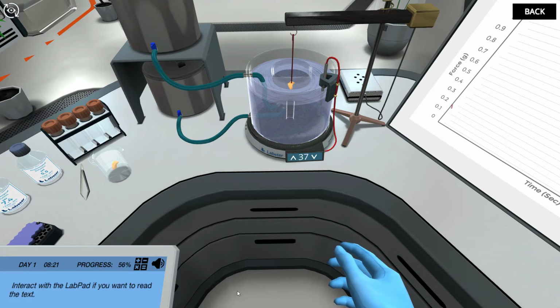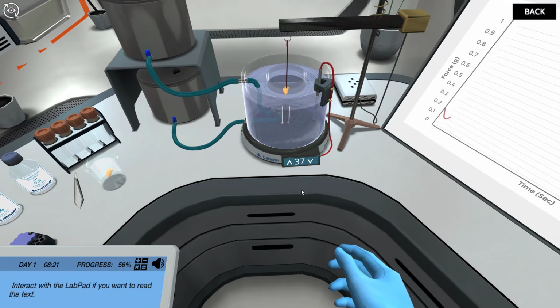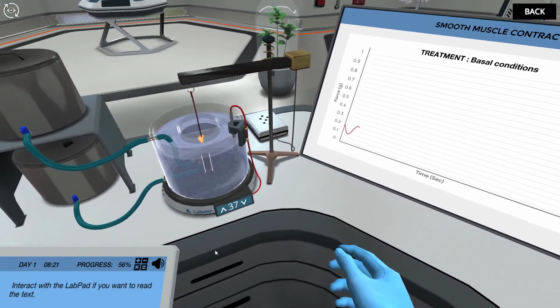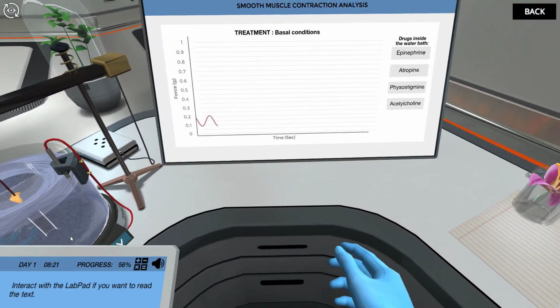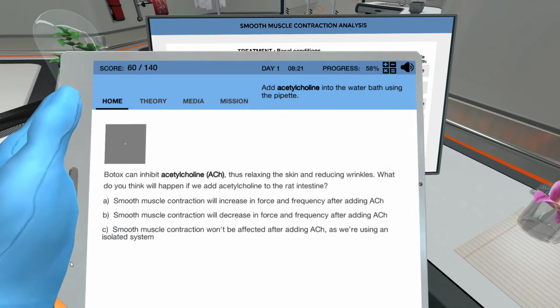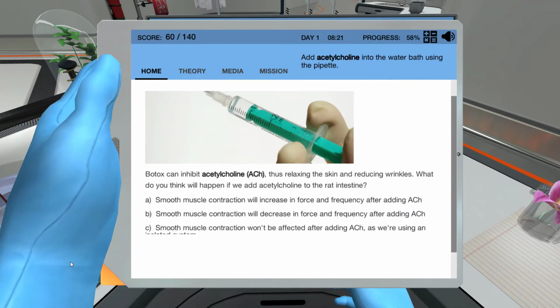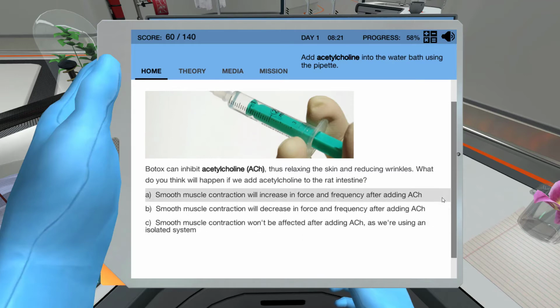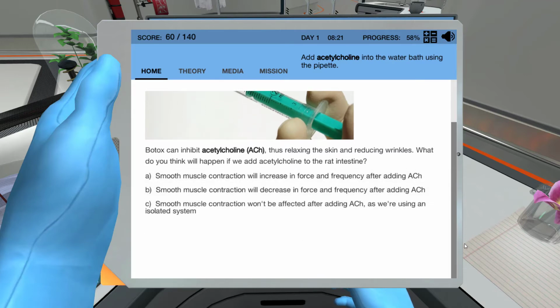As you already know, acetylcholine is a major neurotransmitter in the autonomic nervous system. It's synthesized by the enzyme choline acetyltransferase in specific neurons, which are also known as cholinergic neurons because of that. Botox can inhibit acetylcholine, thus relaxing the skin and reducing wrinkles. What do you think will happen if we add acetylcholine to the rat intestine?